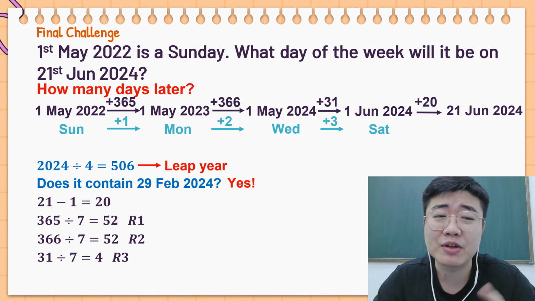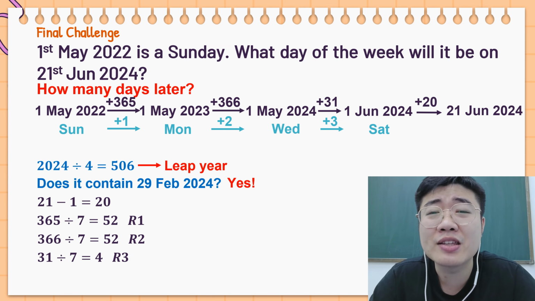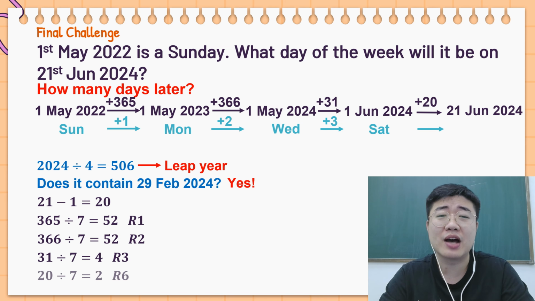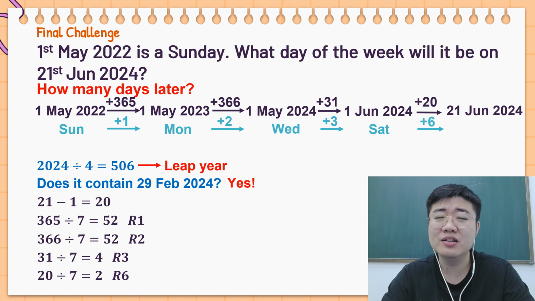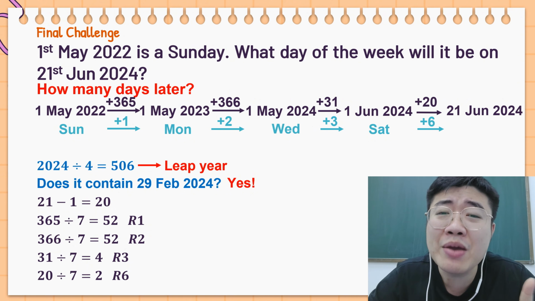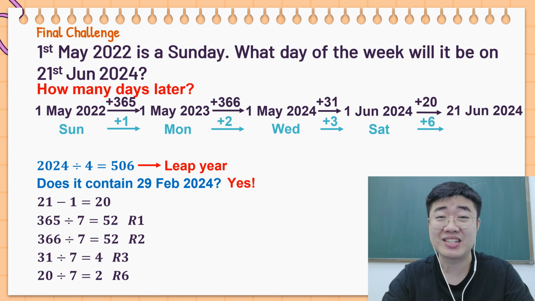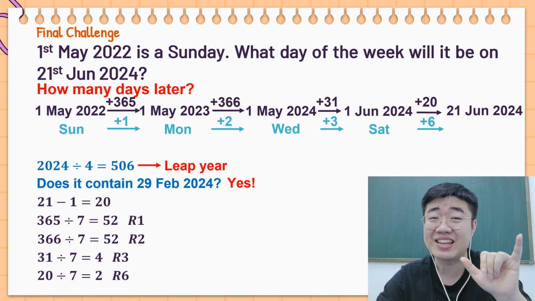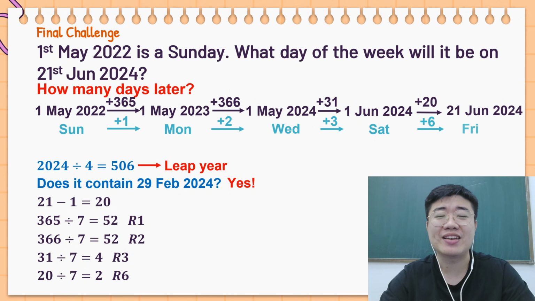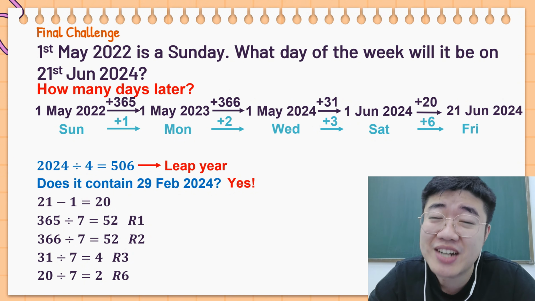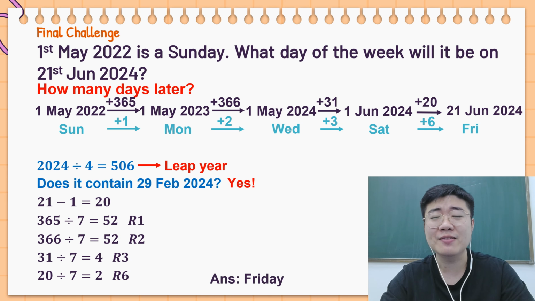Final step, 20 days later, divide by 7, gives us a remainder of 6. Now, this will be another 6 days later. So we know that if it's 7 days later, it will be the same day, which is a Saturday. Now this is 6 days later, so it's 1 day before, then we know it will be a Friday. So our answer for this challenging question is a Friday.